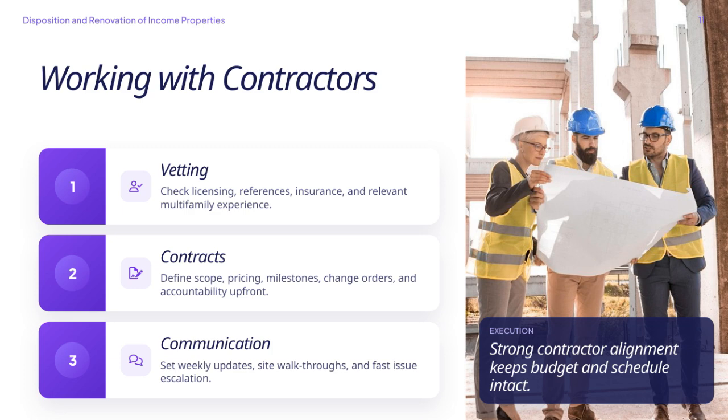Communication is another key to success. Establish regular weekly updates, conduct frequent site walkthroughs, and set up processes for rapid issue escalation. This proactive communication helps catch problems early and keeps the project moving smoothly. Finally, strong alignment with your contractor throughout execution is essential. When the contractor understands expectations clearly and communication flows well, it helps keep both the budget and schedule intact, ensuring the renovation or disposition of income properties happens as planned.